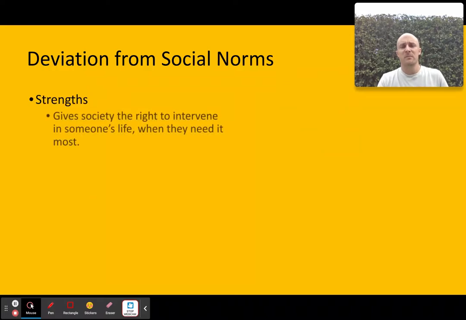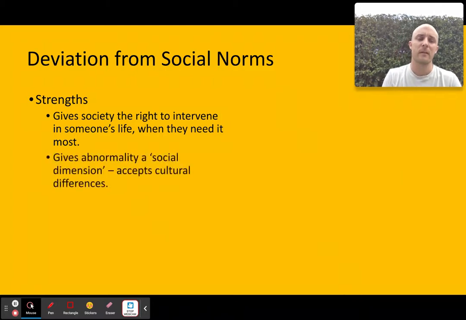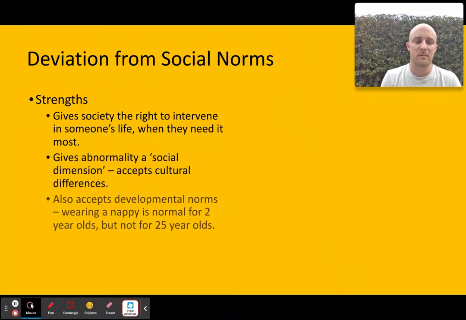Again, I'm not going to go through these too much because this is what's going to take up most of the slides. A good thing about deviation from social norms, it does give us the right to intervene in someone's life. If we can see that they don't like tea, that needs serious medical intervention. That person needs to be, I don't know, institutionalized or something, so we can intervene in that person's life. And in my opinion, rightfully, because tea is life. I don't need to go into that too much.